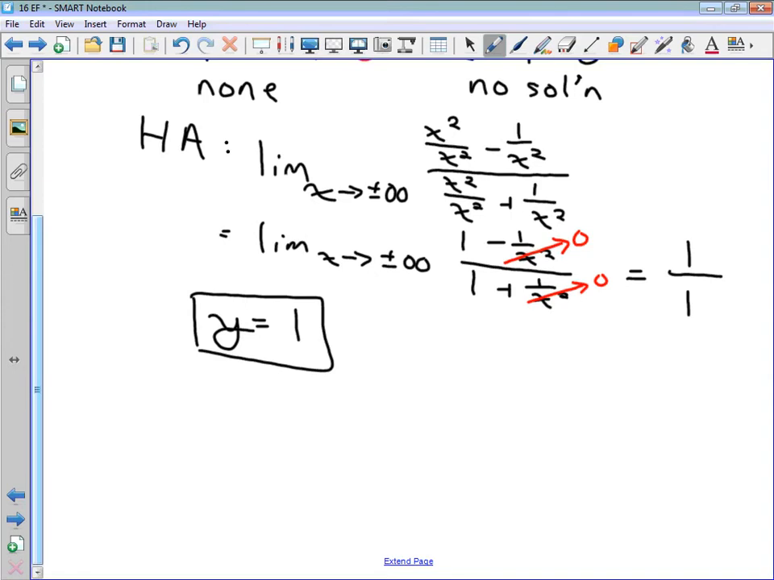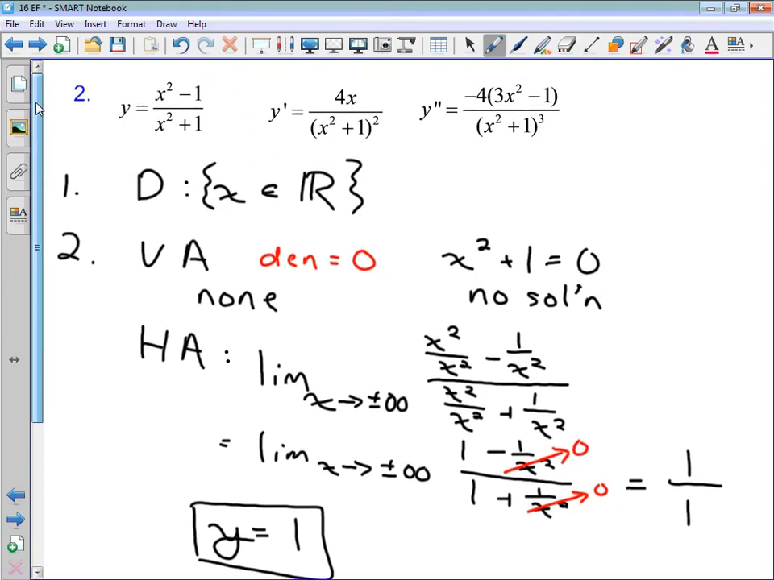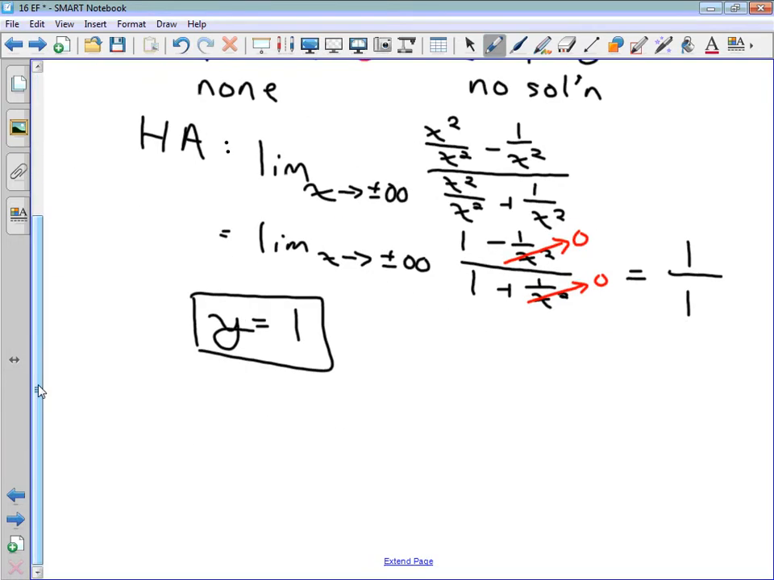Of course, you could have done that right from the beginning by looking at the order of the leading terms in the numerator and the denominator. You see that they're the same. That tells you it's y equals 1, if you can remember those rules. However you get your horizontal asymptote, that's good. All right, what was step 3 here?